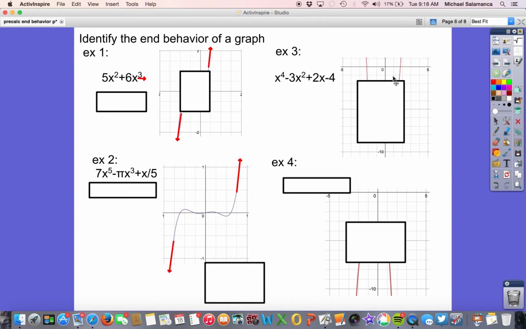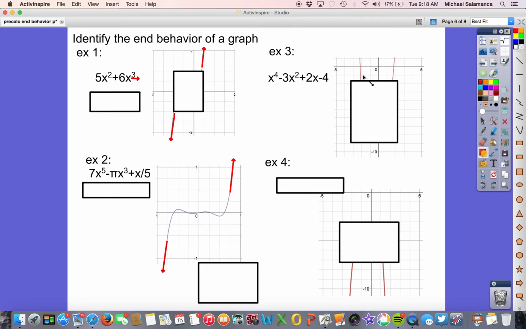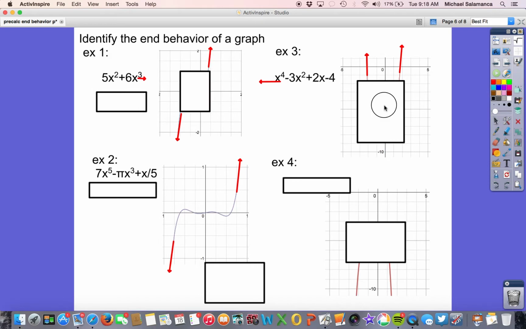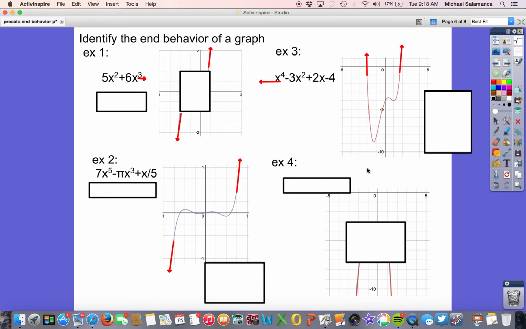Example 3. You'll notice that this time it's an even function. And because it's an even function, that means the arrows should be going in the same direction. Because they're both going up, you'll notice that the x to the 4th is a positive x to the 4th. The stuff in the middle doesn't matter.